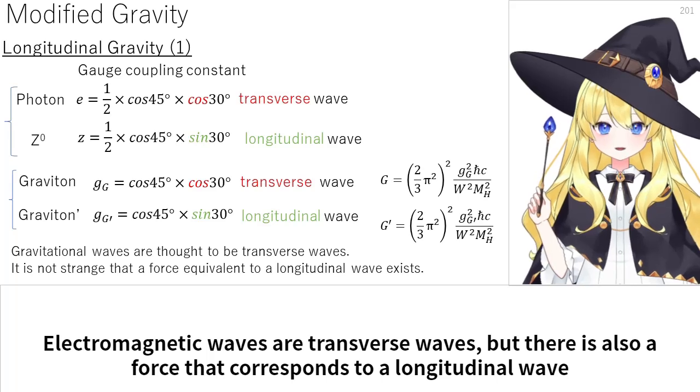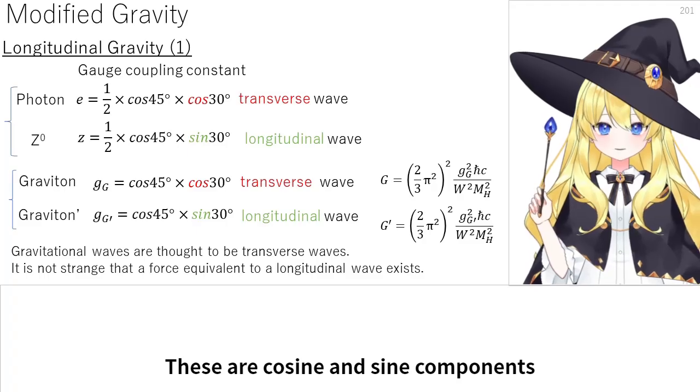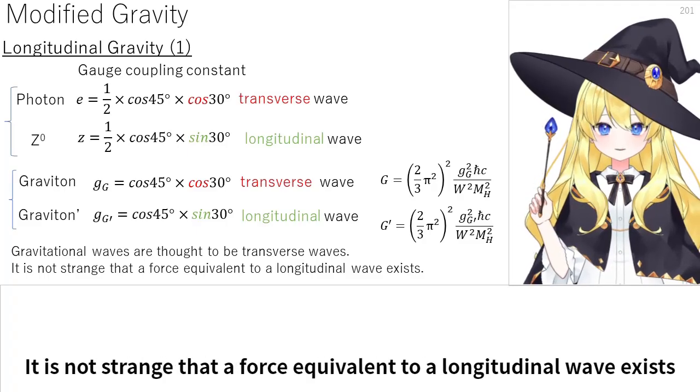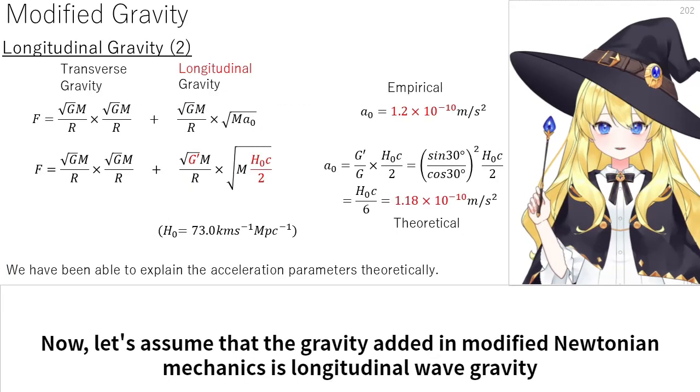I overlooked one thing about gravity. Electromagnetic waves are transverse waves, but there is also a force that corresponds to a longitudinal wave. These are cosine and sine components. Gravitational waves are thought to be transverse waves. It is not strange that a force equivalent to a longitudinal wave exists. Now, let's assume that the gravity added in modified Newtonian mechanics is longitudinal wave gravity.